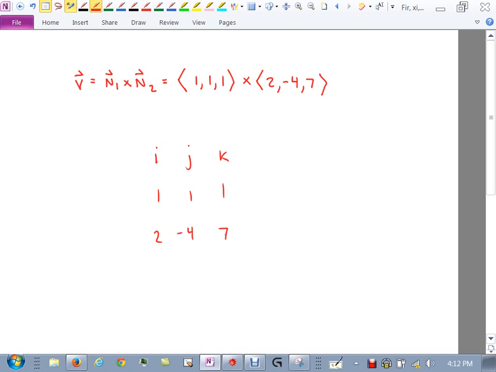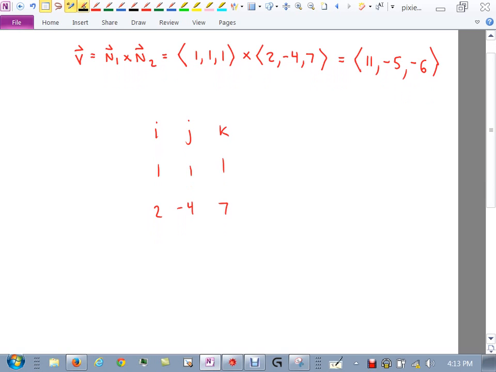This one, the numbers are a little nicer, so see what we get here. 7 take away -4, so we have 11. 7 take away 2 is 5, but make it negative. And then -4 take away 2, -6. Y'all agree? That's V.